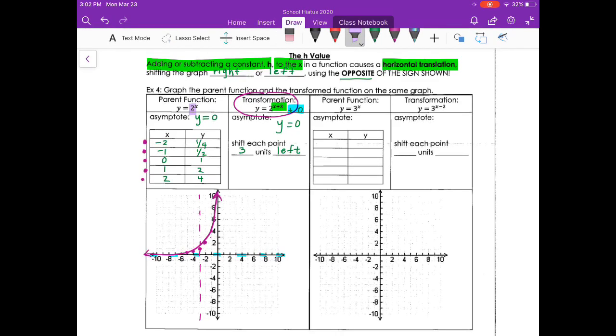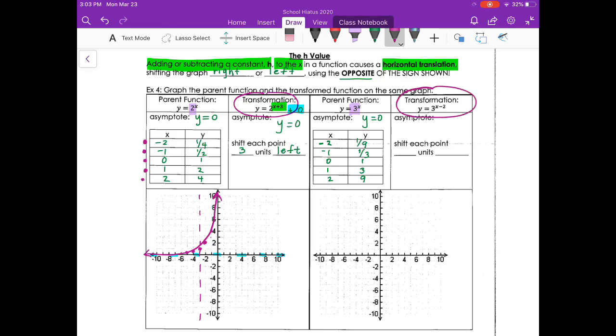Let's try it again for y equals 3 to the x minus 2. First, we'll identify the pattern of the parent function, and the base value is 3. We'll complete the table with the powers of 3. 3 to the 0 is 1, 3 to the first is 3, and 3 squared is 9, and the reciprocals of those on the negative side of the table. The equation of its asymptote is y equals 0.